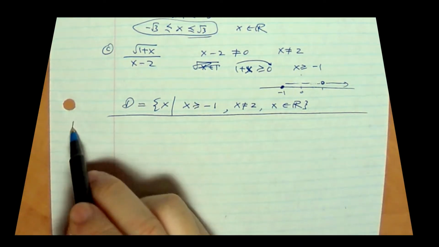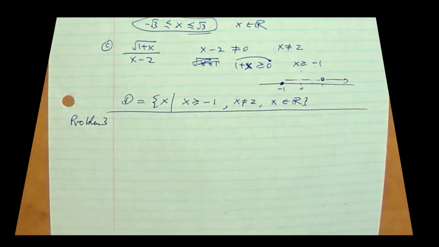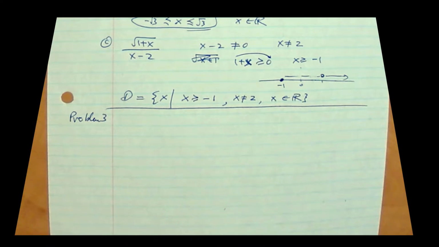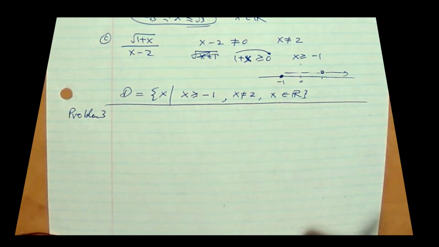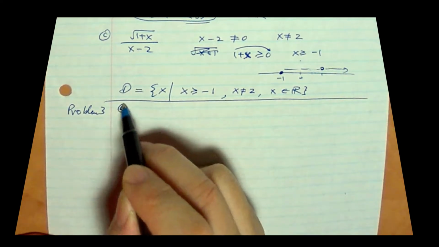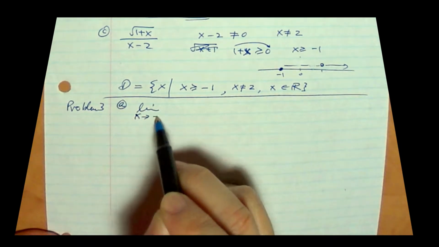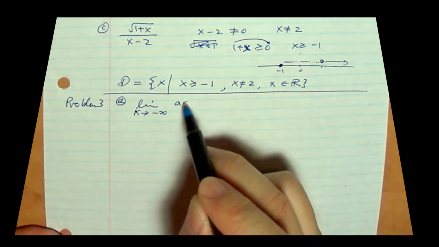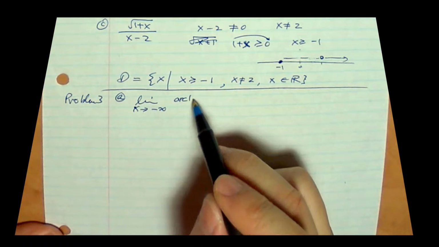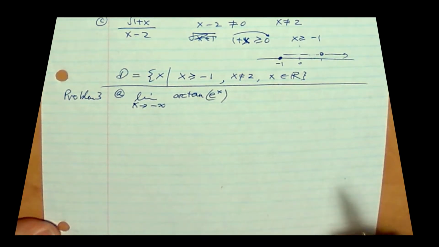So problem number 3 is evaluate the following limits. So we have 6 limits to evaluate. So A is, what is the limit as x approaches negative infinity of arctangent of e to the x?